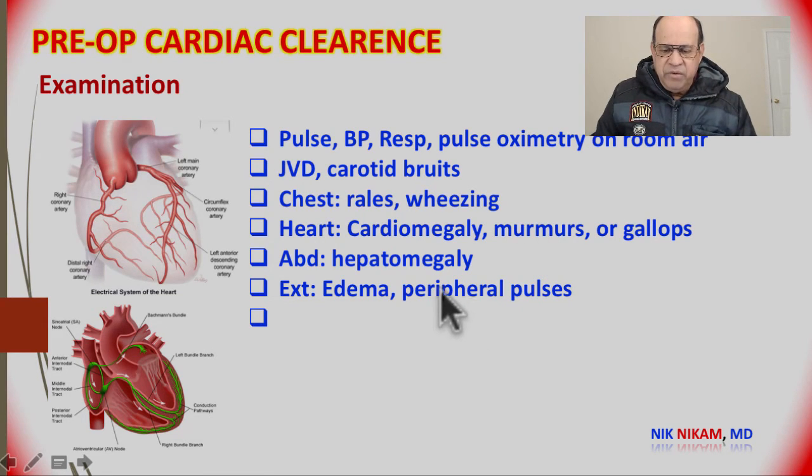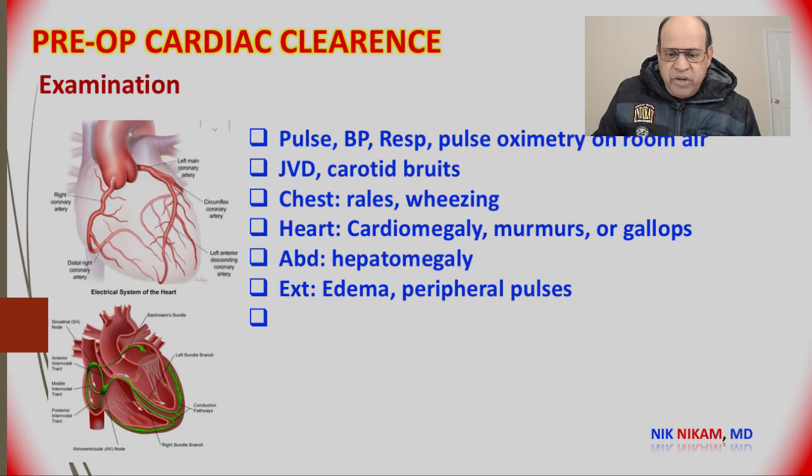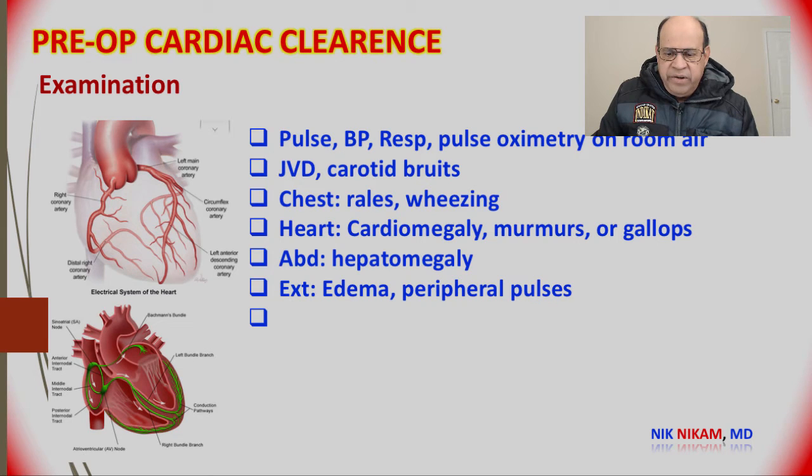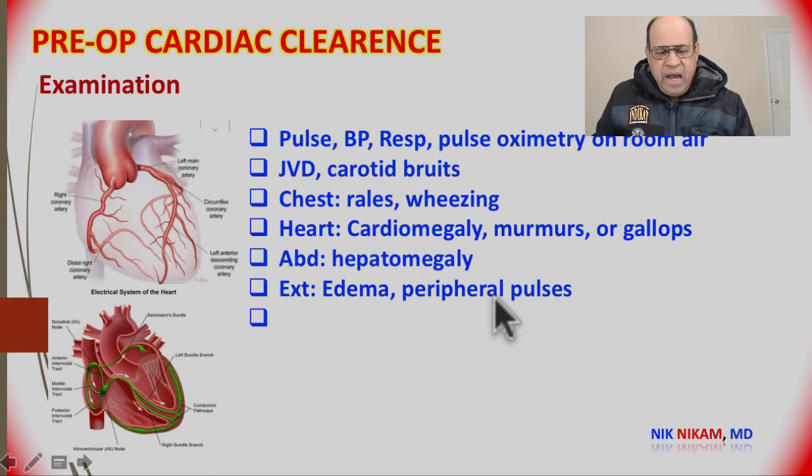Abdomen. Of course, you look for hepatomegaly if this patient has a history of congestive heart failure, especially if it is decompensated. Extremities. We look for edema and check for peripheral pulses. Diminished peripheral pulses may suggest peripheral arterial disease, all of which add to the increased risk of cardiovascular complications in the perioperative phase.